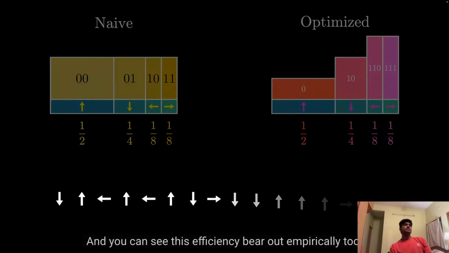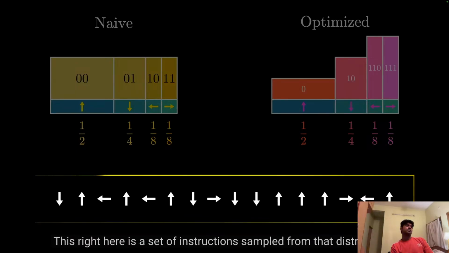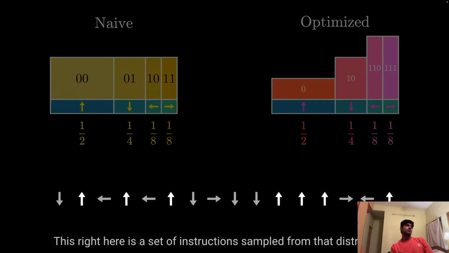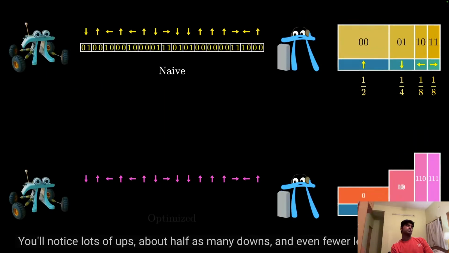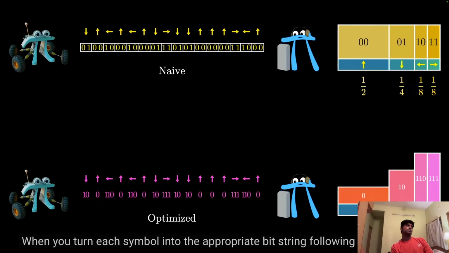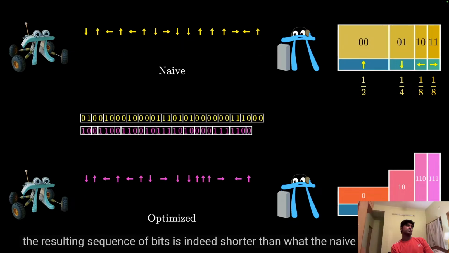And you can see this efficiency bear out empirically too. This right here is a set of instructions sampled from that distribution. You'll notice lots of ups, about half as many downs, and even fewer lefts and rights. When you turn each symbol into the appropriate bit string following this encoding, the resulting sequence of bits is indeed shorter than what the naive method gave.